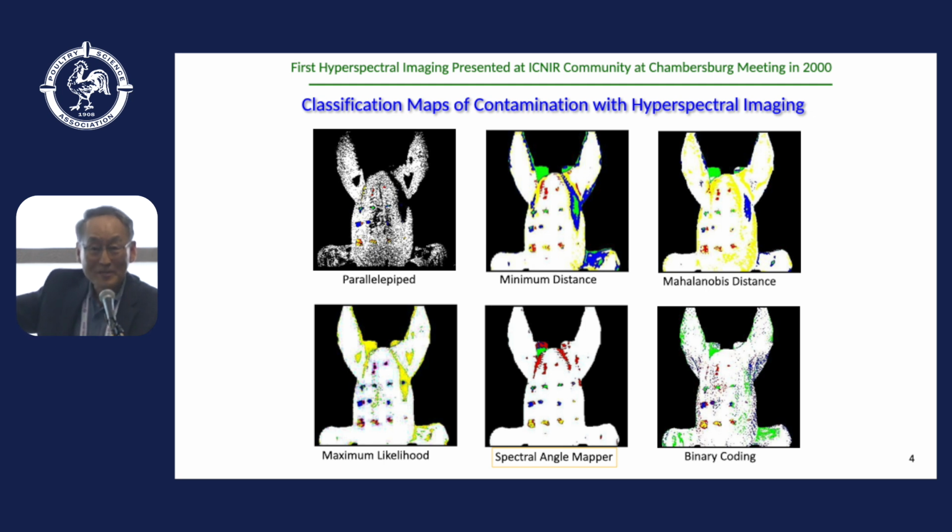If you use hyperspectral data, not only can we detect the fecal matter, but also we can detect what kind of feces. Okay, this is the actual strength of hyperspectral data.